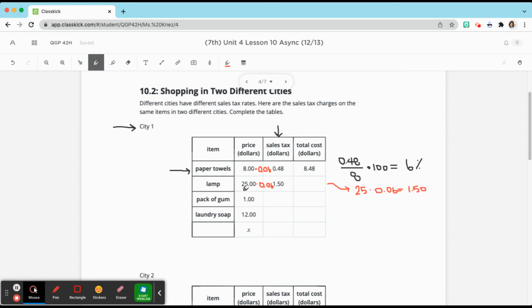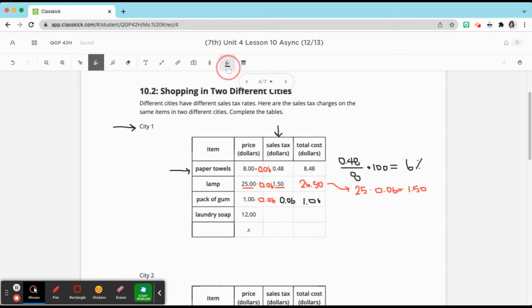Now, if my original price was 25 and my sales tax was 1.50, that means my new total cost is $26.50 because I have to pay for the tax and I have to pay for the original price of the item. If I buy a pack of gum, my sales tax is going to stay the same. I multiply by 0.06. That's going to be only 6 cents in sales tax, so 0.06 for a total cost of $1.06.